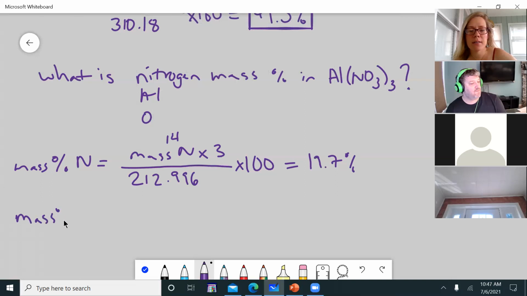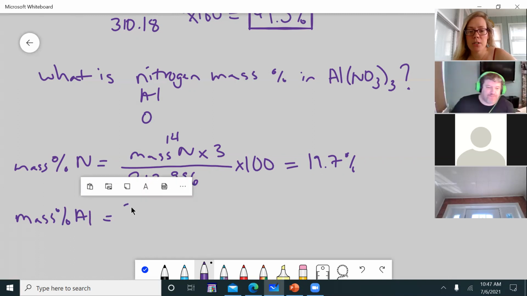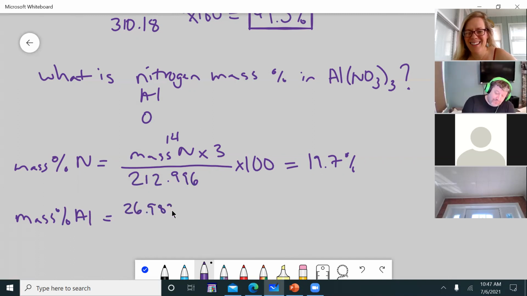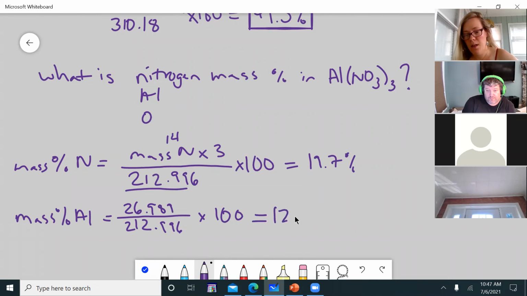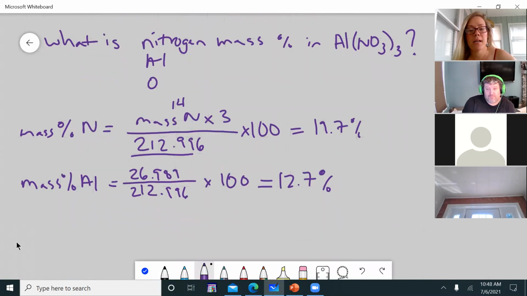So mass percent of aluminum is going to equal the aluminum's mass, which is 26.989, divided by the same mass, because we're talking about the same compound. So we get to repeat that, 212.996. You get to use that a couple times, times 100. So we get our 26.989 divided by 212.996 times 100. And that is roughly 12.7%.